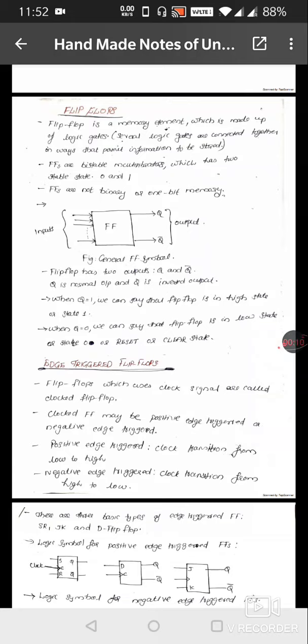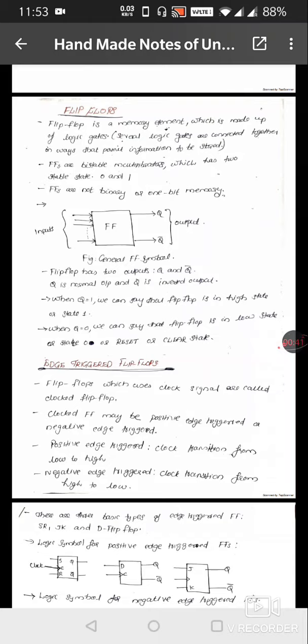As you can see in the handmade notes, a flip-flop is a memory element which is made up of logic gates like AND gate, NOR gate, and NOT gate. Flip-flops are bistable multivibrators which have two stable states, 0 and 1.